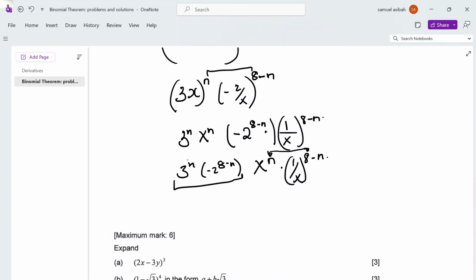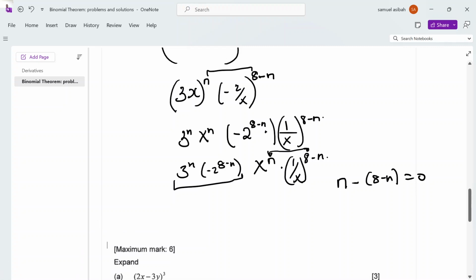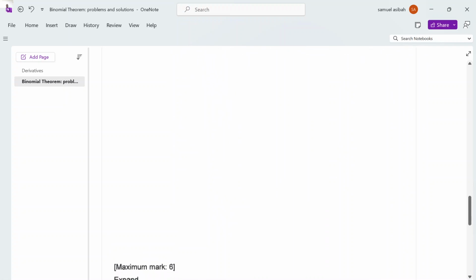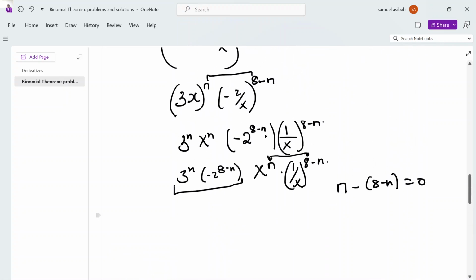Okay, so what do we have? Then we have n minus (8 minus n) equals 0, because they are equal. If they are equal, then they become 0, as using the laws of indices.